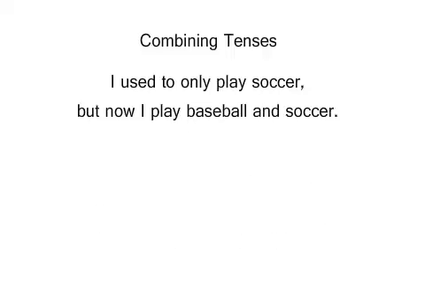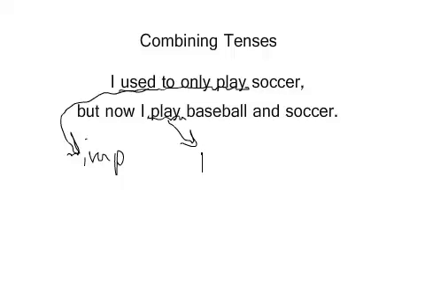Again, we have, I used to only play soccer, but now I play baseball and soccer. If we're talking about something that we used to do, hopefully you remember that that requires the imperfect tense. And if we say, but now I play baseball and soccer, that's going to use the present tense. If we were going to rewrite this sentence in Spanish, then those are the tenses that we would have to use. Let's walk through the steps for that.